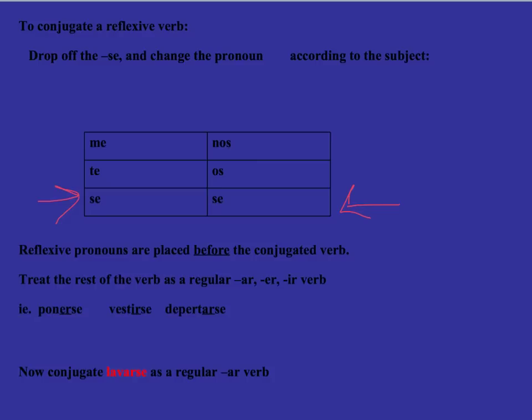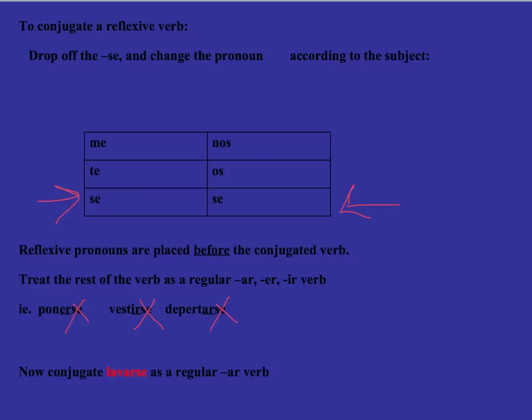Then you're left with a regular AR, ER, IR verb. So, for example, ponerse: once you drop off that se, you're just left with poner. You conjugate poner just like you always would. Vestirse, you drop off that se, you're left with vestir, an IR verb. And despertarse, you drop off that se and you'll be left with an AR verb.